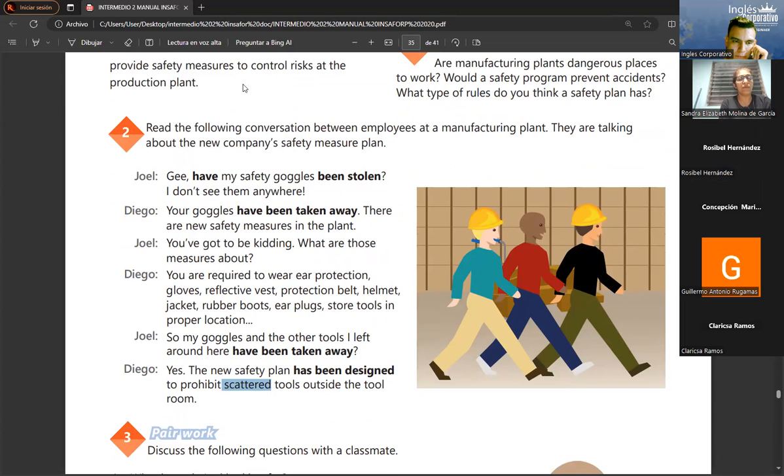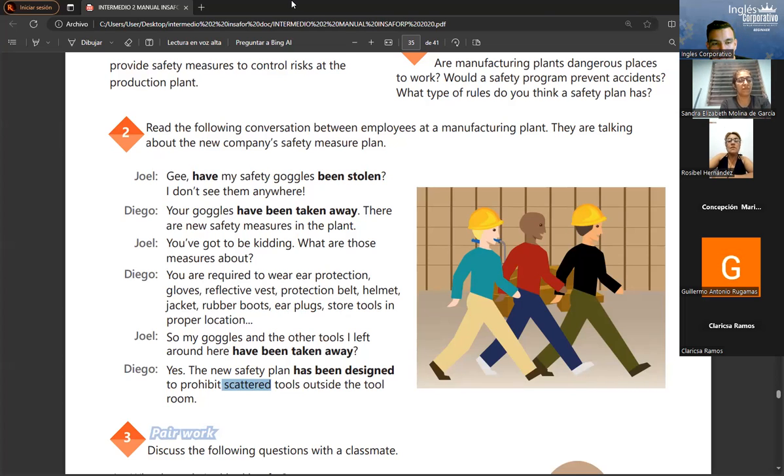I don't see them anywhere. Your goggles have been taken away. There are new safety measures in the plant. You've got to be kidding. What are those measures about? You are required to wear ear protection, gloves, reflective vest, protection belt, helmet, jacket, rubber boots, earplugs, store tools in proper location. So my goggles and the other tools I left around have been taken away. Yes, the safety plan has been designed to prohibit the scattered tools outside the tool room.